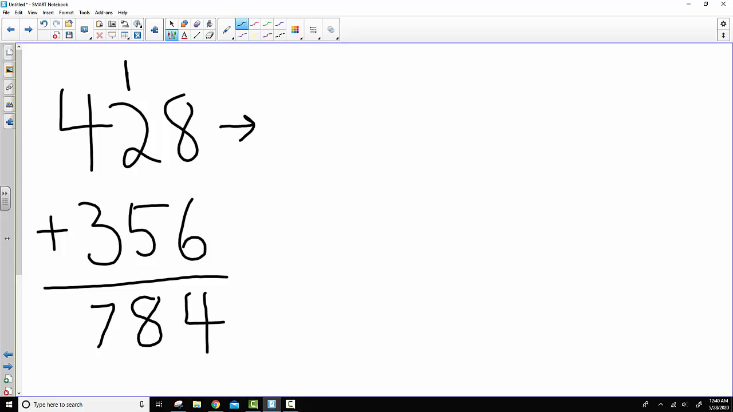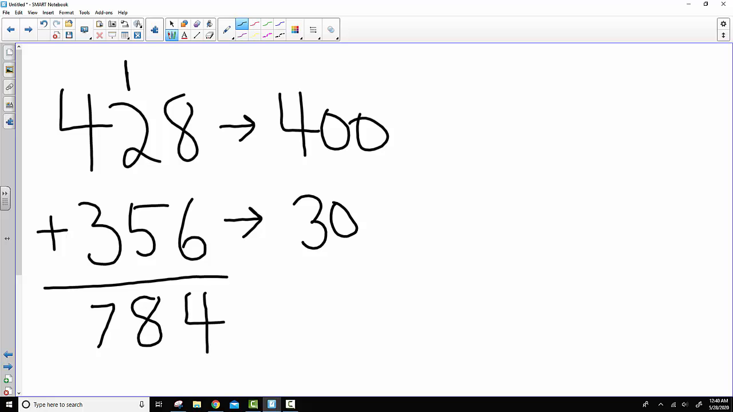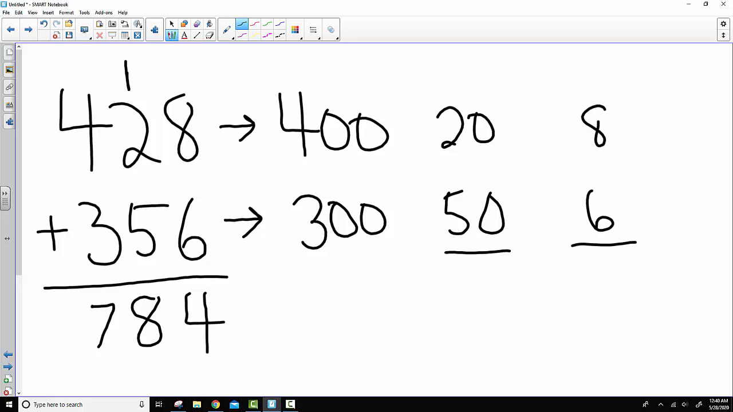Like before, let's expand the number to check our work. Starting with our hundreds column, we have 400, adding to 300. 2 tens, which has the value of 20, adding to 5 tens, which is 50. And then our ones column is 8 plus 6. We're ready to add in this expanded form. We can start at the hundreds or we can start at the ones. I prefer starting at the ones like you would a standard algorithm.